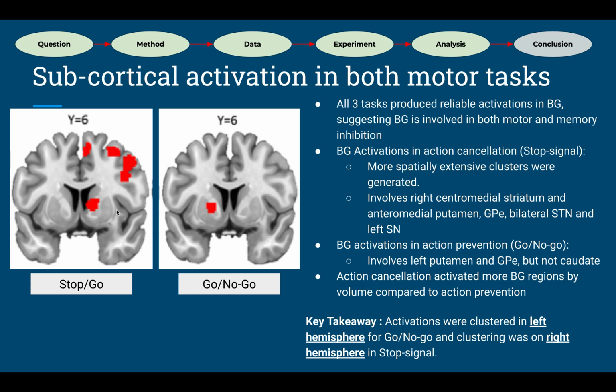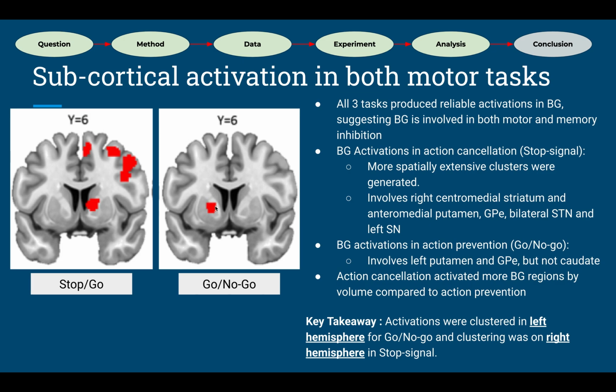Now next, when we observe the subcortical region, the first thing that we can see is a reliable activation of basal ganglia in all the memory and motor tasks. In the action cancellation task, the activity is clustered in the right hemisphere, whereas in the action prevention, the activity is clustered in the left hemisphere.